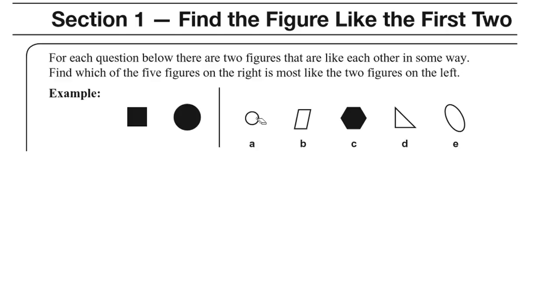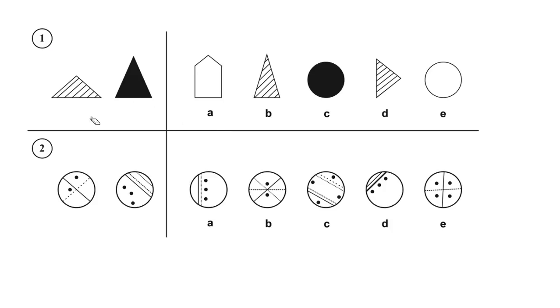So if I look at A, it is not the same as them because it's not colored black. B is not colored black. C is colored black. D is not and E is not. So it's not to do with what shape you are. It's to do with the coloring. So C is going to be the right answer because it's colored black, just like these two. Okay. So I would like you to have a go at question 1 and question 2, please.